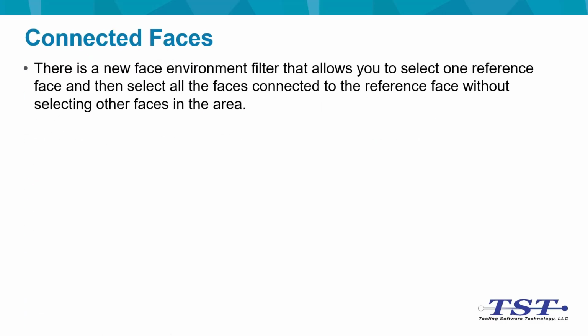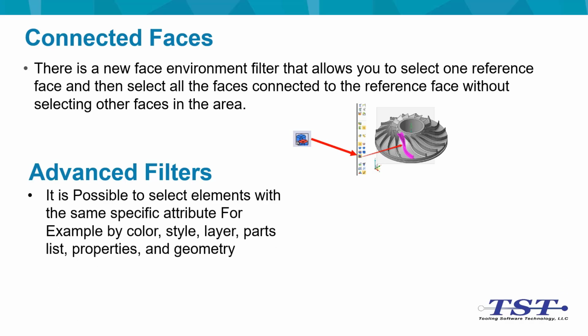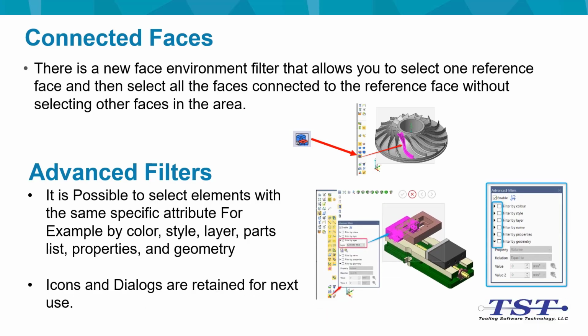Connecting faces. There's a new option in the faces environment that allows you to select connecting faces. When you're using block control, if you pick one face and then you draw a window, it only selects items of that face. And then with advanced filtering, it is possible to select elements with the same specific attributes from colors, styles, layers, parts list, properties, and geometry. That's also another huge enhancement.